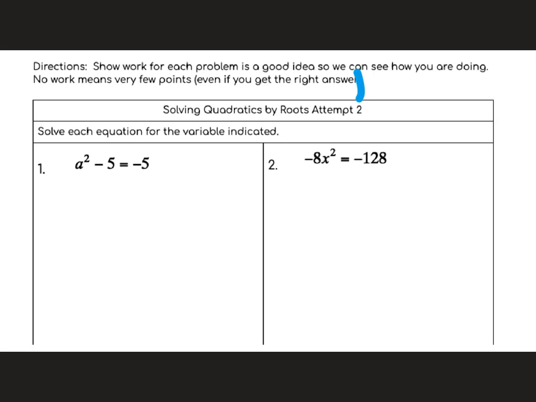And then we gotta solve each equation for the variable indicated. So, my first goal is to get this by itself. Well, that means I should add 5 to both sides. So it would be a good idea to put a sticky note down that says, I added 5 to both sides. So 1, add 5, both sides.